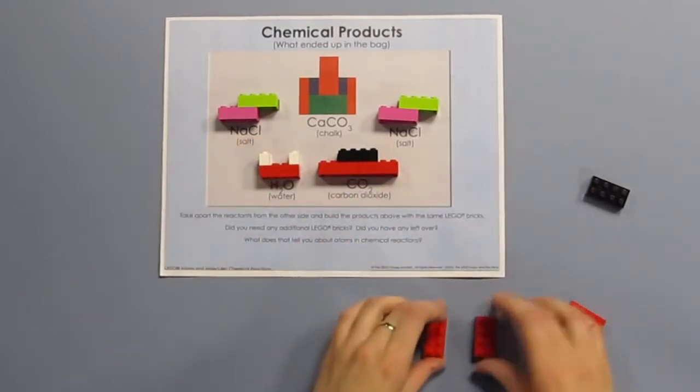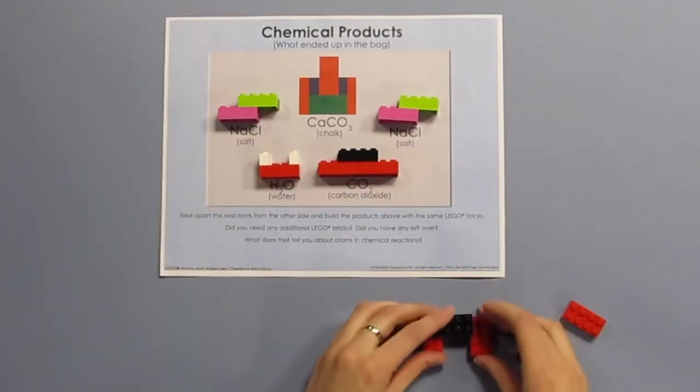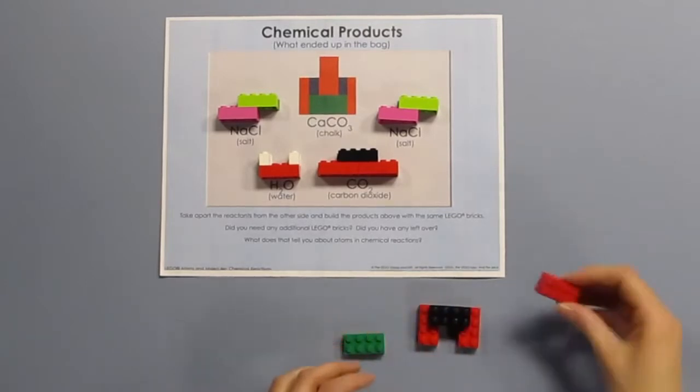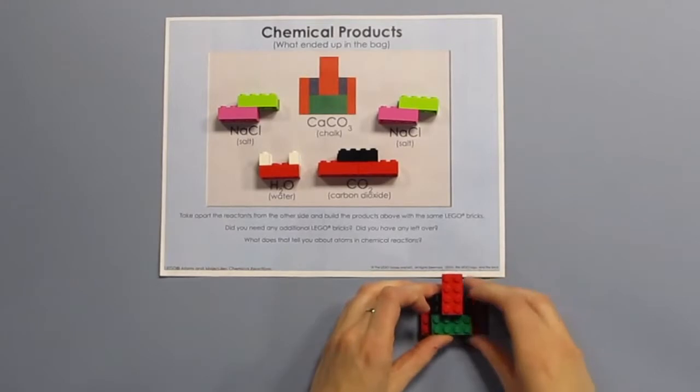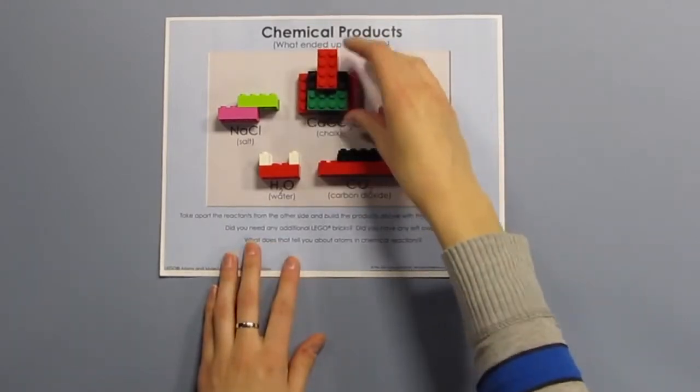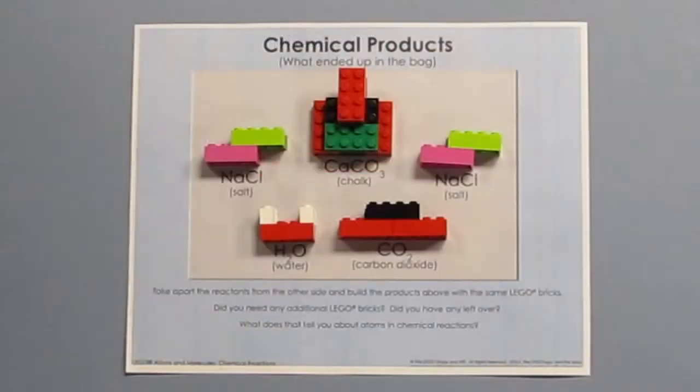Finally, 3 oxygen atoms, 1 carbon, and 1 calcium bond together to form a molecule of chalk. In making these new products, no new atoms were needed and none were left over. Amazing! We just demonstrated conservation of mass.